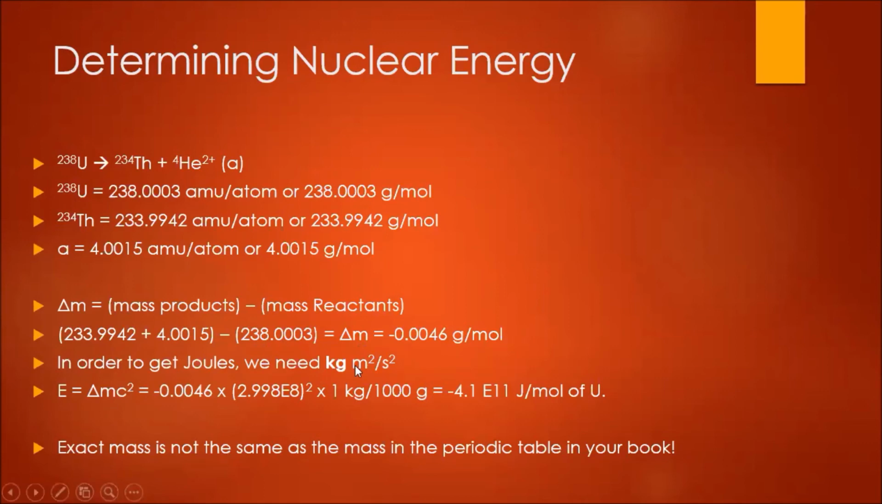Now, in order to get the units right, joules can be used as units of kilograms meters squared per second squared. Well, the meters squared per second squared come from the speed of light, which is meters per second. So that means our grams per mole, we need to convert into kilograms per mole. So we're going to divide that by 1,000 grams to get kilograms. But you take that number times the speed of light squared, and that would calculate how many joules of energy get released when uranium undergoes alpha decay to thorium.